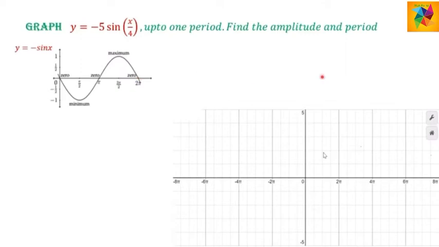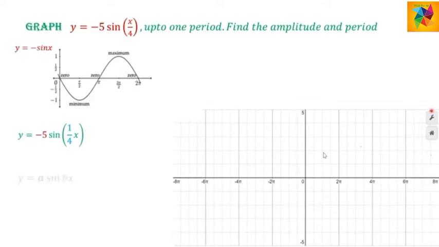So the first thing we're going to do is write our function, and we can look at this. This is -5, so it definitely looks like negative sine x. The only difference is here we have a -1 and here we have a -5. And of course, if we look at the coefficient of x, here it's 1/4, which means x is divided by 4.